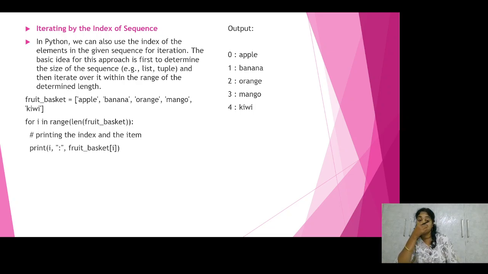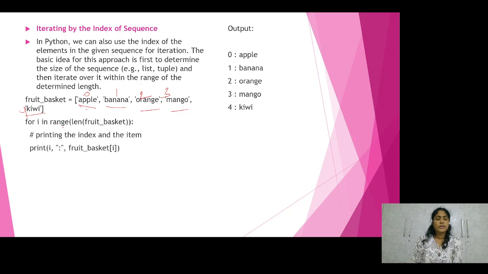You can iterate with the index also. Those are directly, you can iterate with the item for i in the name of a sequence, whereas you can iterate with the index also. You'll have a list with the elements apple, banana, orange, mango and kiwi in fruit basket. For i in range, length of fruit basket. Each is located at index 0, 1, 2, 3, 4, right?